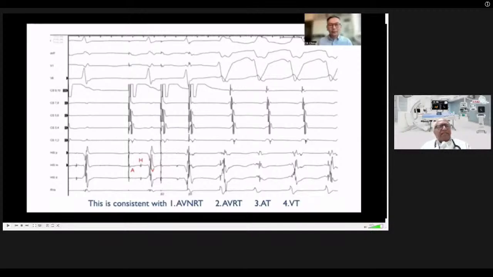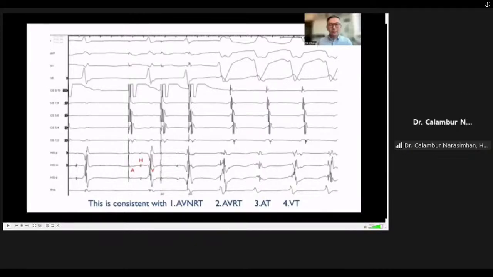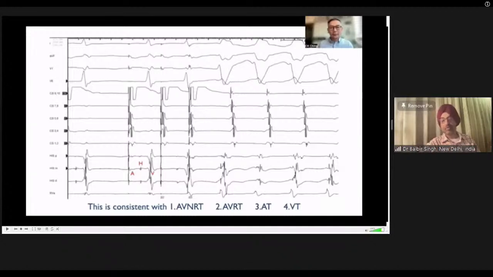The RV apical catheter is recording the earliest activation, followed by right bundle, His, and then the A. So in all probability, everything is suggestive of an atrioventricular pathway. So the answer for this is AVRT. Let's look at what Professor Ching will say for this.